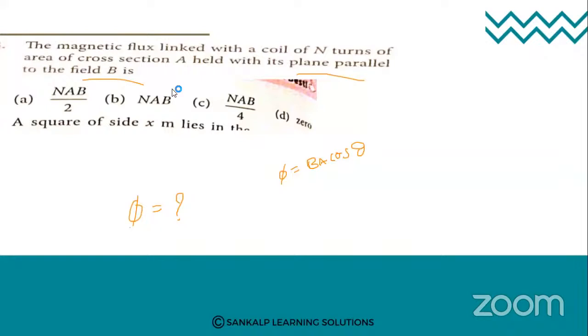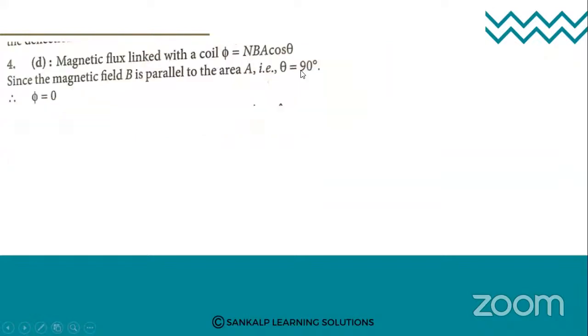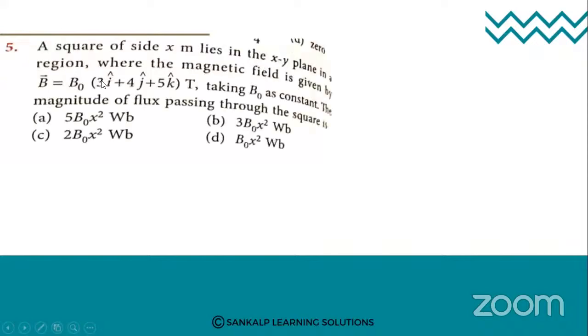So many are saying option D. 0. So 0 yak baratte, because here they are saying that it is plane parallel to the field. Correct. Yes, we have the formula, that is NAB cos theta. So NAB cos theta irodrinda illi enaagatte, cross section A held with its plane parallel to the field. So therefore theta is equal to 90 degrees. So cos 90 is equal to 0. Therefore answer is 0. Okay, the next question, students. D is right. Okay, next question.